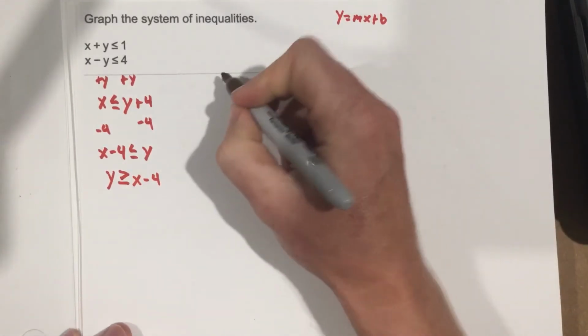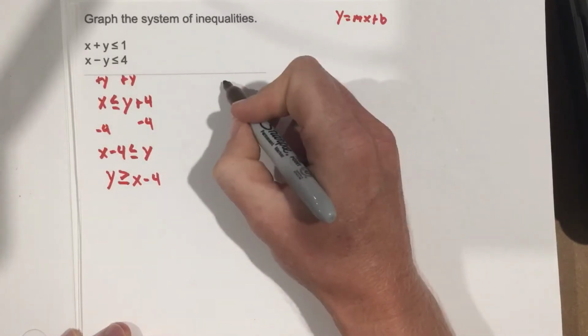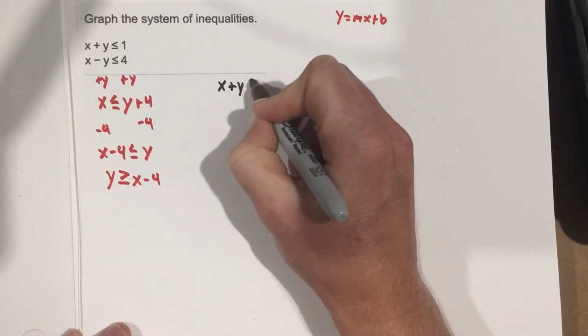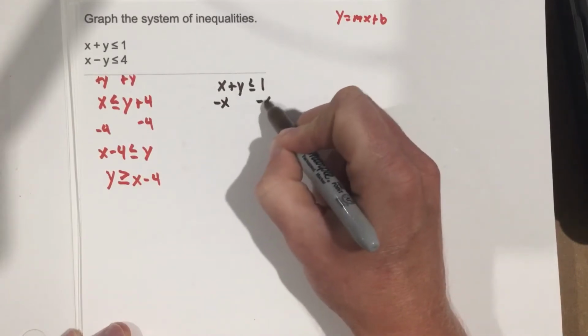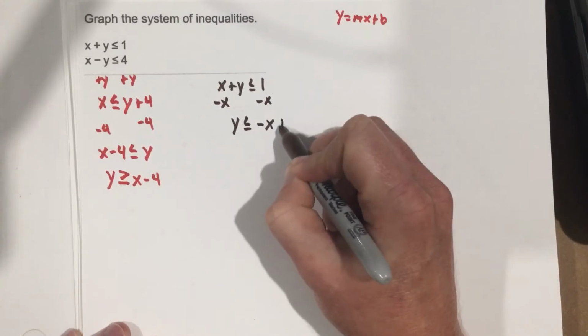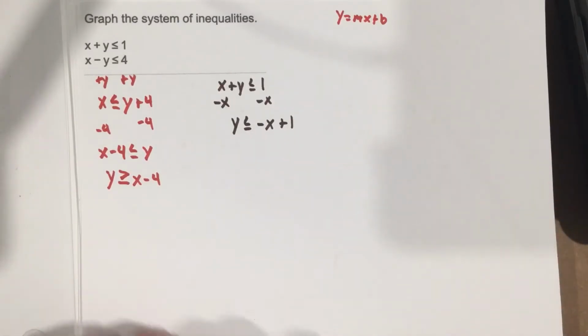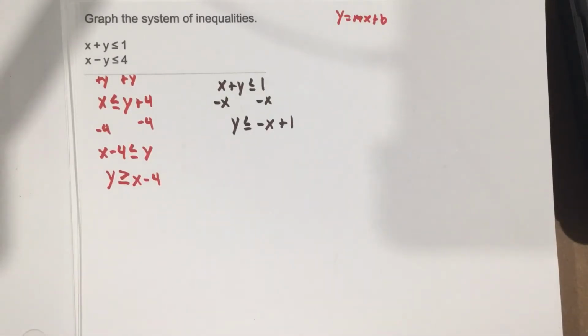in brown here. So we're going to use x plus y less than or equal to 1. I'll write that here. This one's a little easier to rewrite. We're going to subtract the x. So we get y less than or equal to negative x plus 1. And that one's already in slope-intercept form after we subtract the x. So now let's draw the coordinate plane.